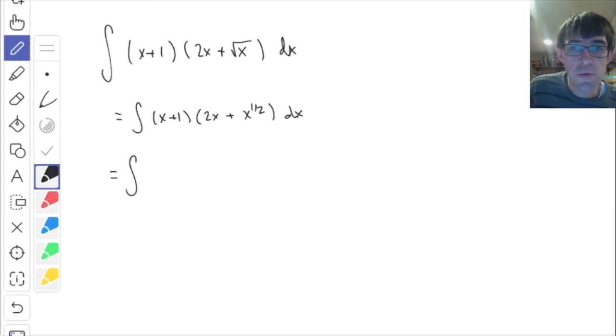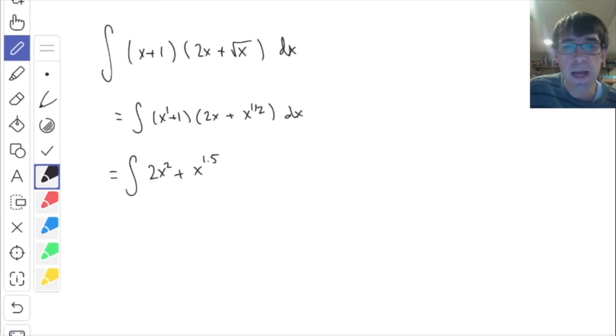Let's do the FOIL. So I multiply the first two things. I get x times 2x, which is 2x squared, plus the outer things is x times x to the 1/2. I hope you remember what to do in that case. How do you multiply x times x to the 1/2? This is x to the 1, of course, times x to the 1/2. You should add the exponents, and I get x to the 1 plus 1/2, which you could write as 3/2 or 1.5 if you like the decimals, however you like it.